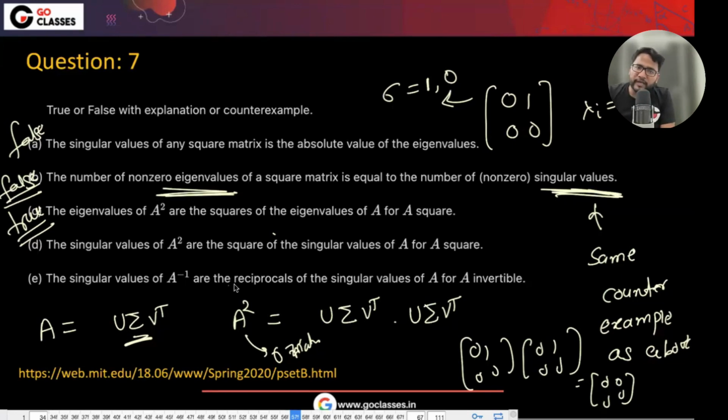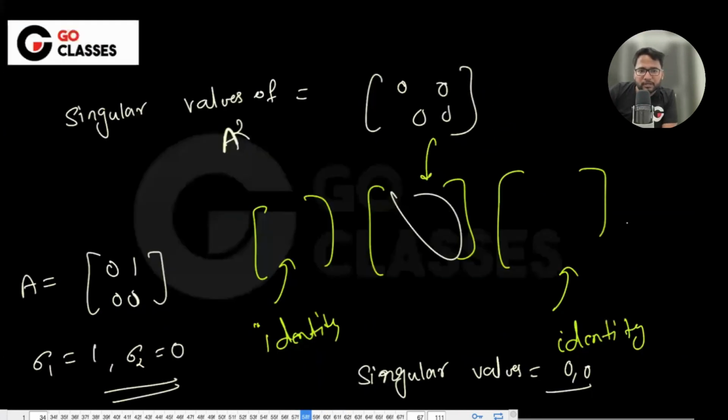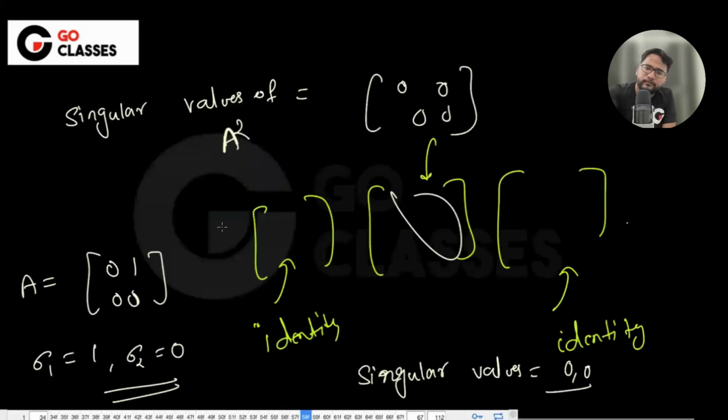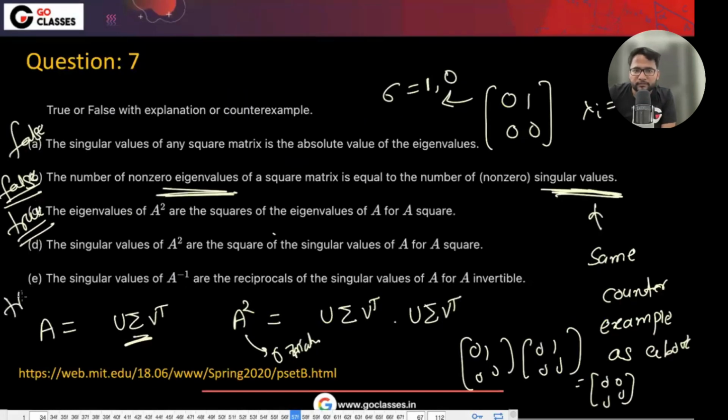The singular values of A inverse. Okay, let's just see the relationship between singular values of A inverse and singular values of A. So if A is U sigma V transpose, then A inverse will be V, since V transpose inverse is just V, I think, right? Then sigma inverse, and U inverse is just U transpose actually. So I think this is true. Oh, great, because here you got this, right? So this is true. Is this understood to everyone?